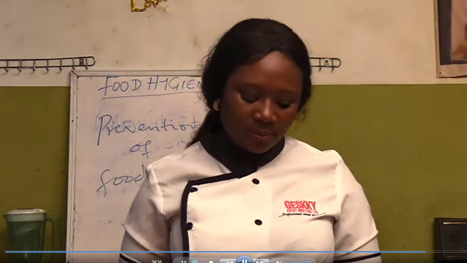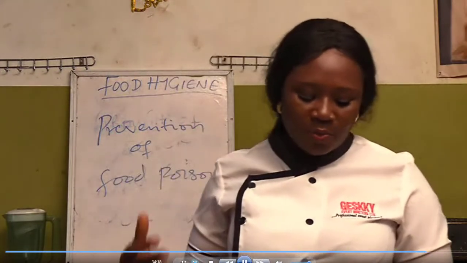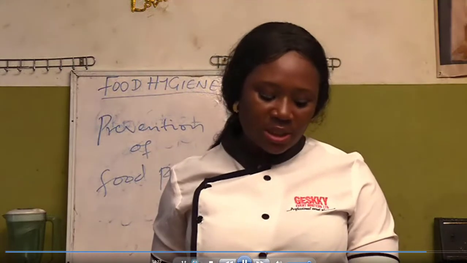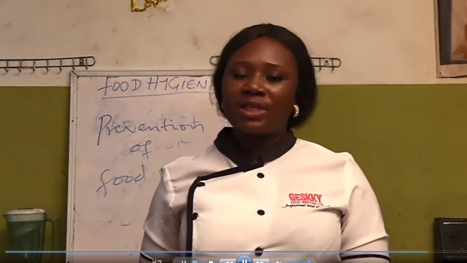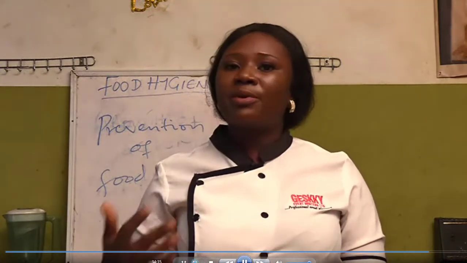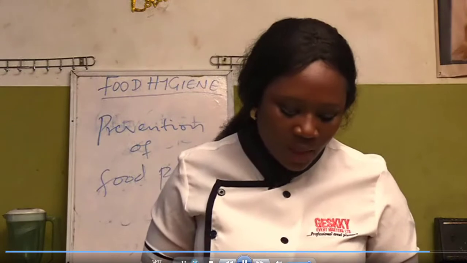Now, how do we prevent these infestations? We said that to prevent infestations, rats, mice, cockroaches, flies, other insects, and birds must be controlled. For you to prevent infestation, you control all these insects, you control all these vermin. By so doing, you are preventing infestation.